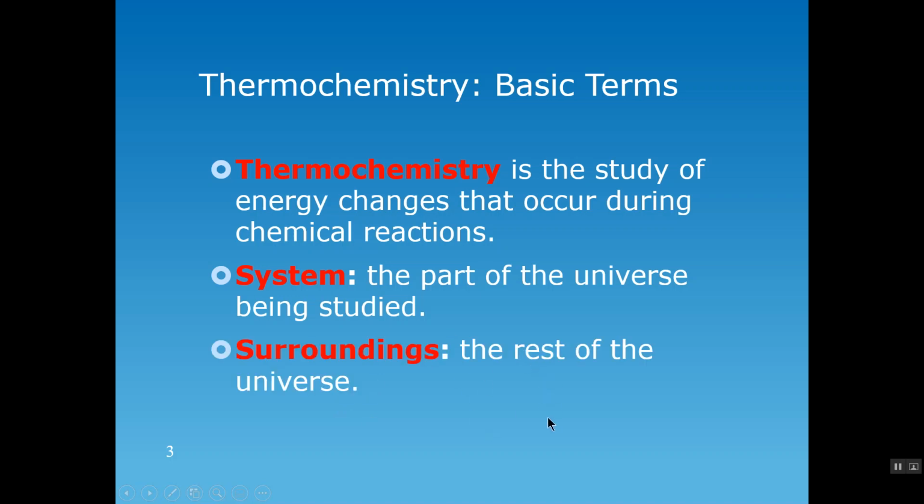So very often we can simply write down the relationship between system and surroundings. We can say that system plus surroundings is equal to the universe, right? So that's basically showing you the relationship between the system, surroundings, and the universe.